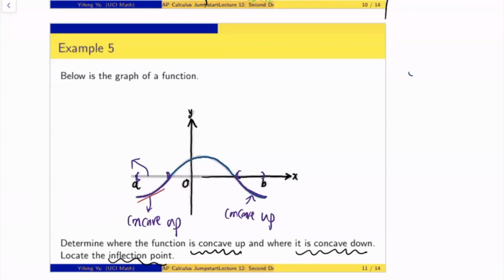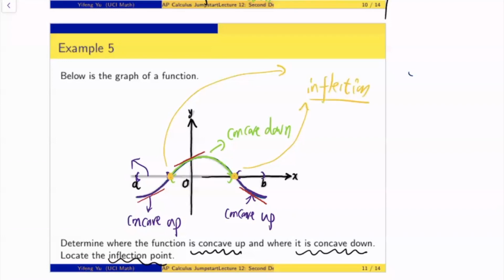And then the middle portion, from here to here, is concave down. Obviously, if you draw the tangent line, this portion is below it. Here, if you draw the tangent line, the graph is above it. Now we have 2 points of inflection.